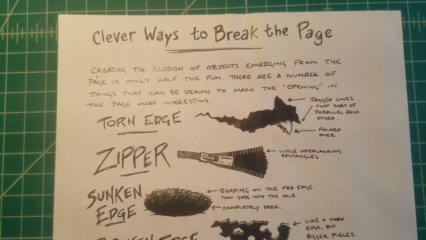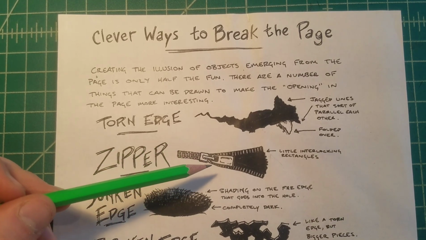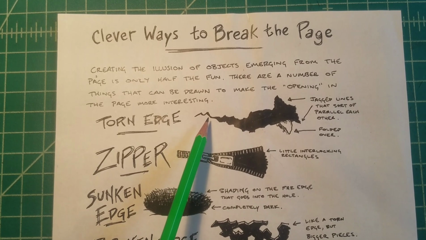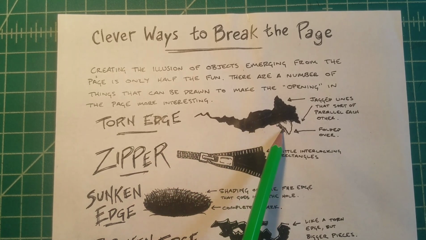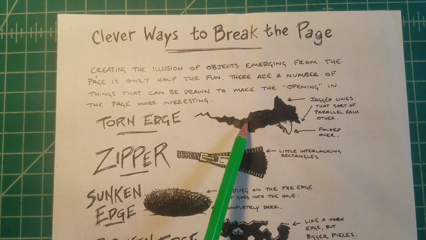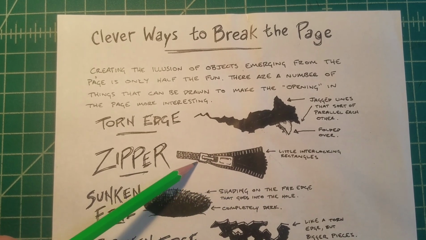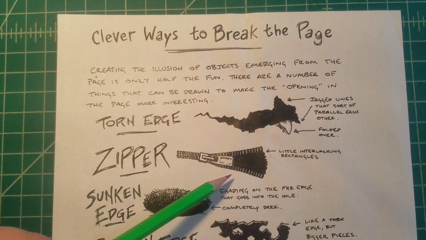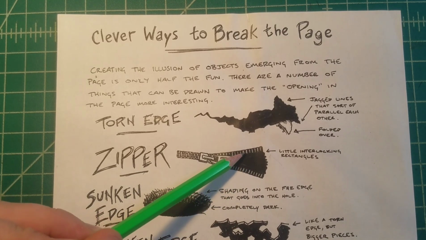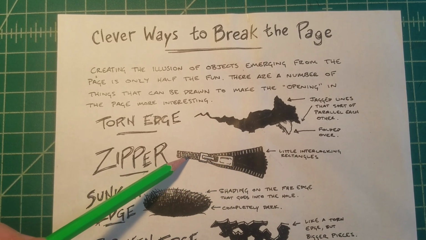To create that illusion of depth, you have to have something that is creating that depth. First one is a torn edge. So the torn edge: jagged lines, maybe some folded overlap. Those jagged lines should roughly parallel each other. If you're ever trying to draw a zipper, they're basically little interlocking rectangles. So here you have the little rectangles standing on their own, and here they're locked into each other.